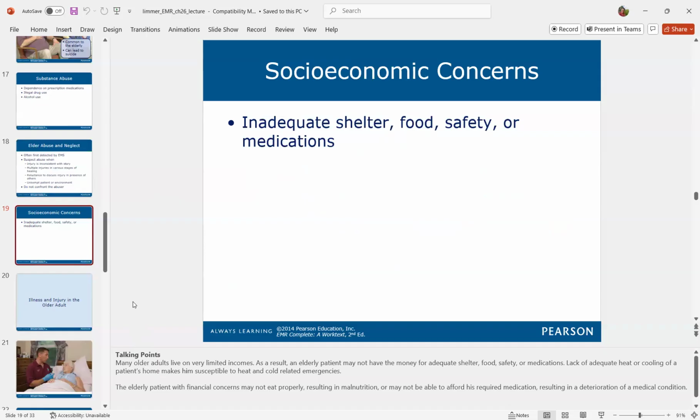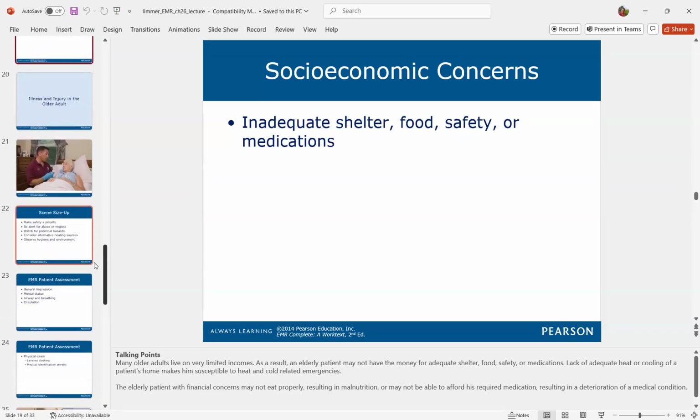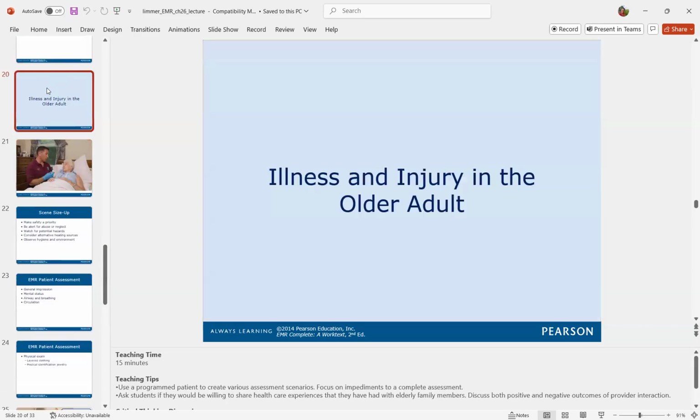Socioeconomic concerns. So many older adults live on a very limited income or fixed income. So as a result, an elderly patient may not have the money for adequate shelter, food, safety, or medications that they need to take. Lack of adequate heating or cooling of a patient's home makes them susceptible to heat and cold-related emergencies, hypothermia, hyperthermia. Elderly patients with financial concerns may not eat properly. That results in malnutrition, or they may not be able to afford the required medication, which leads to the deterioration of their medical condition. So these are some reasons people are doing what they're doing, is because maybe they can't afford it. Stuff is expensive.